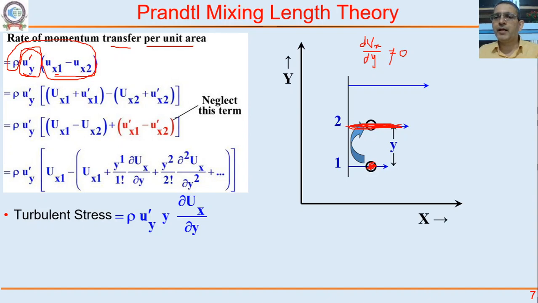Okay. And that force is in the x direction because it's the x momentum that we are talking about. So therefore we are going to call it a stress, like tau yx, but it is not because of molecular motion. It is now stress tau ix because of turbulence. Let's call it tau ix t if you want, for turbulent stress.